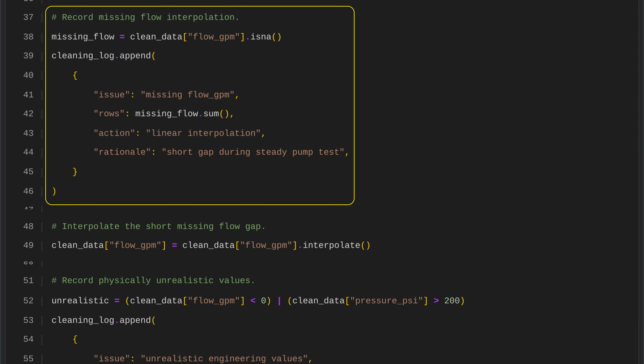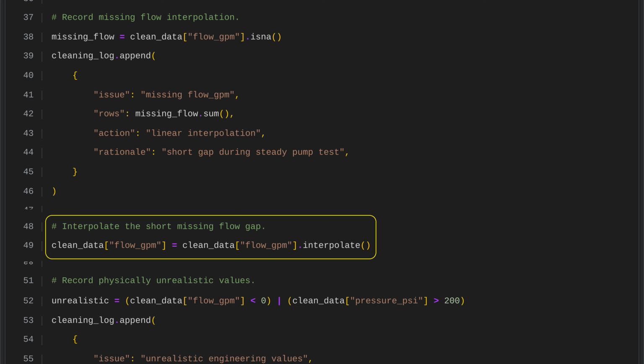We check the flow rate data for missing values, then record the issue in the cleaning log with the number of affected rows and the planned fix. Because the gaps are short and occur during a steady pump test, linear interpolation is used to estimate the missing flow values.